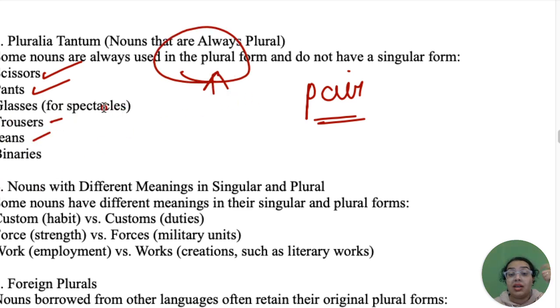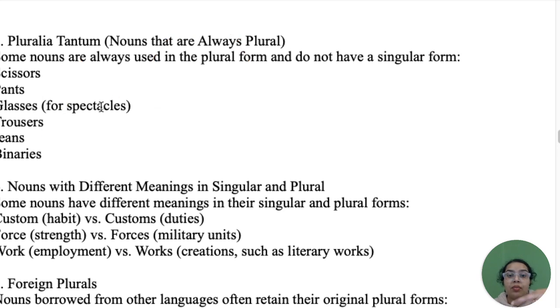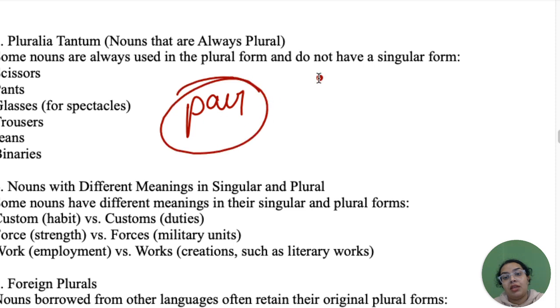Jeans, trousers, glasses, spectacles. One glass is the material glass, the mirror glass or crockery glass, not that. But the spectacles, you can say glasses, binoculars, and they are always plural. So his pants are made of leather, are, not is. But if you want to say his pair of pants, okay, his pair of pants is made of leather, because now you're talking about pair of, this is your main noun. So the verb will be according to this.